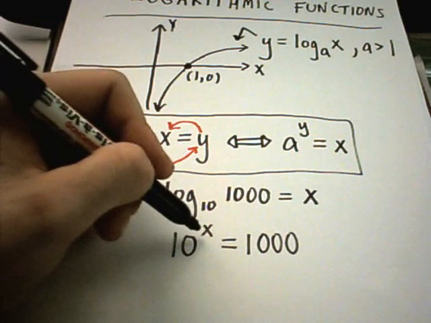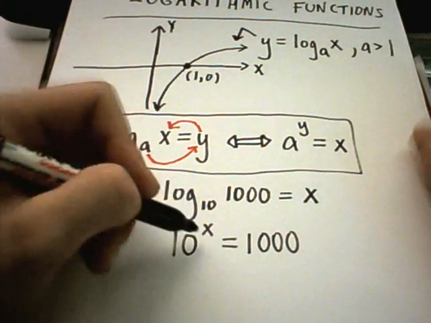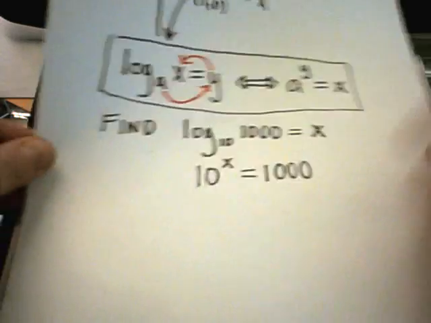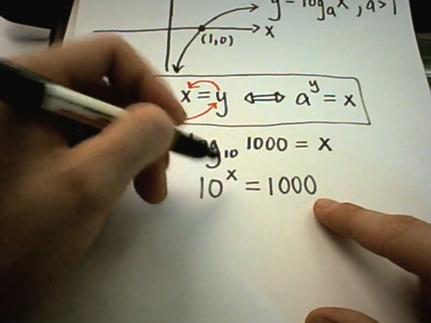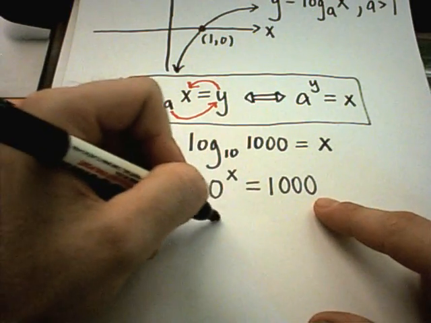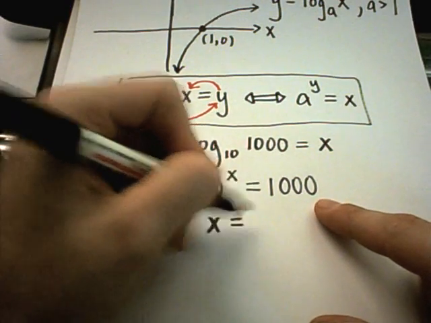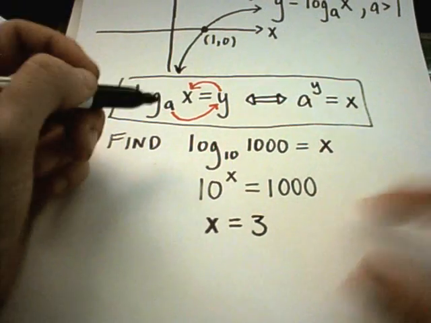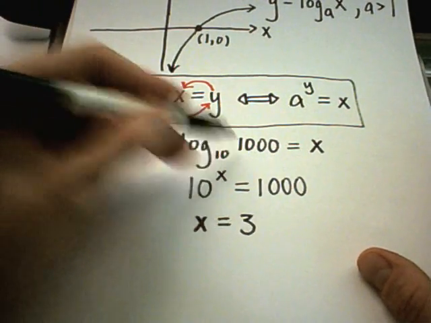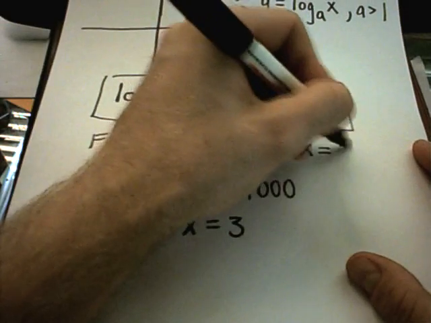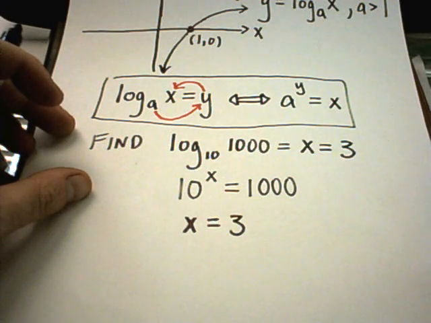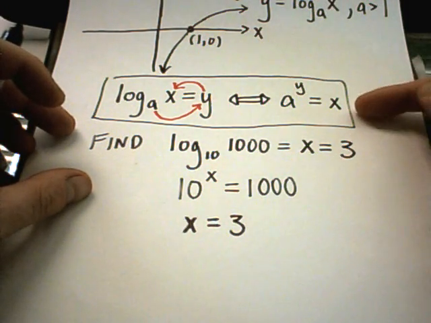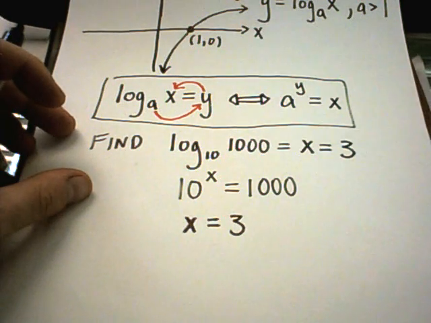Well, don't say it's 10 times 100 because we're not multiplying. You have to think about exponents. So 10 to what power is 1000? Well, 10 squared is 100. 10 cubed is 1000. So it turns out that x has the value of 3. Likewise, we could say that log base 10 of 1000 is a fancy way of writing the number 3. And almost any time I see logarithms, I'm thinking about the equivalent exponential form in my head.